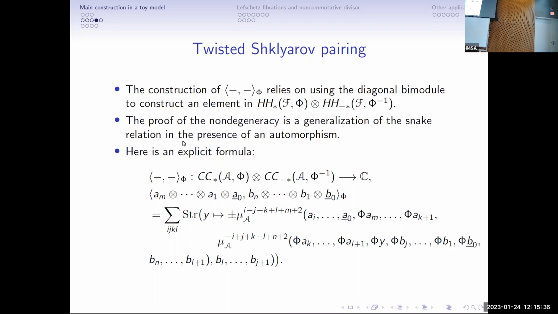Similarly, for the B coordinates, we also need to apply some kind of cyclic rotation. And for those which are on the left of B0, we apply phi. So this is the formula. It's kind of annoying if you see it for the first time. So let me just write down a special case of this formula, which is for the Hochschild chains of length 1.